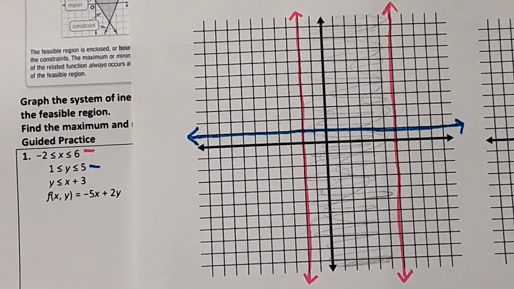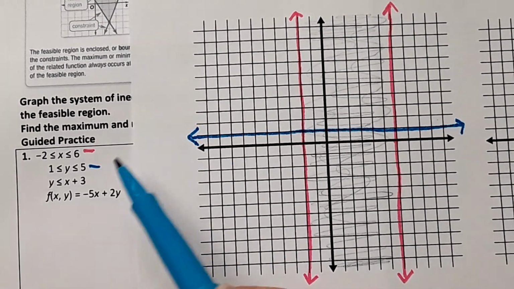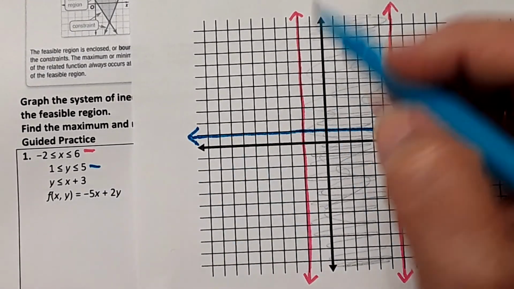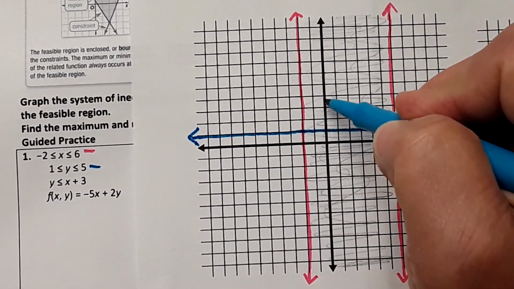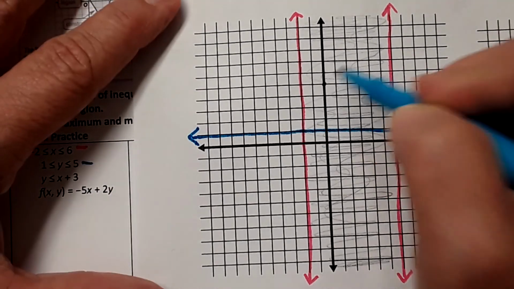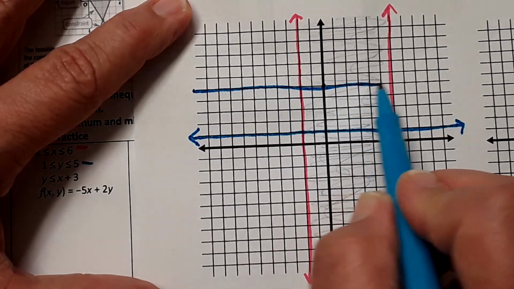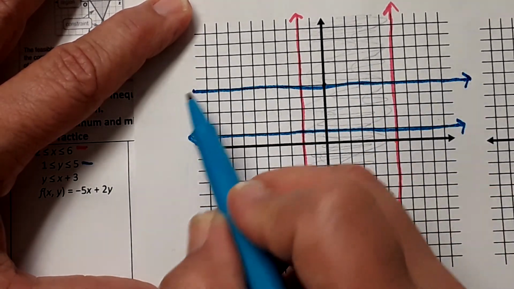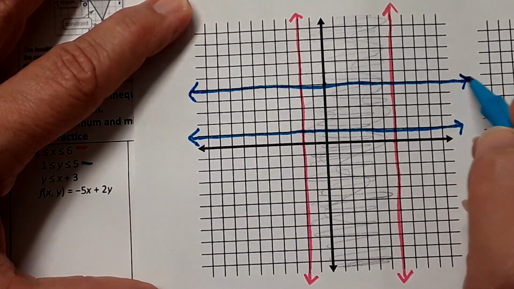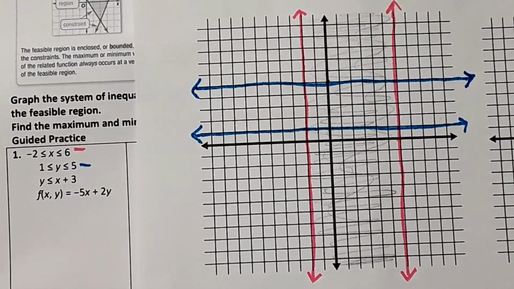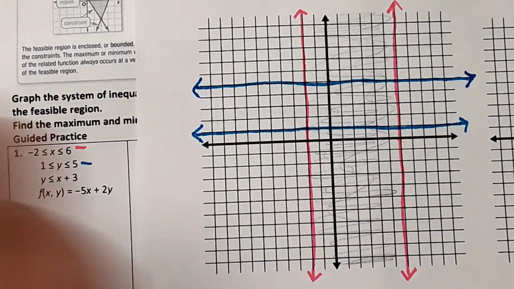Now, I drew a line through one, and now I'm going to draw a line through five. So that's 1, 2, 3, 4, 5. And now I'm going to draw a horizontal line through five. And it's going to be solid again, because there's a line underneath the inequality.